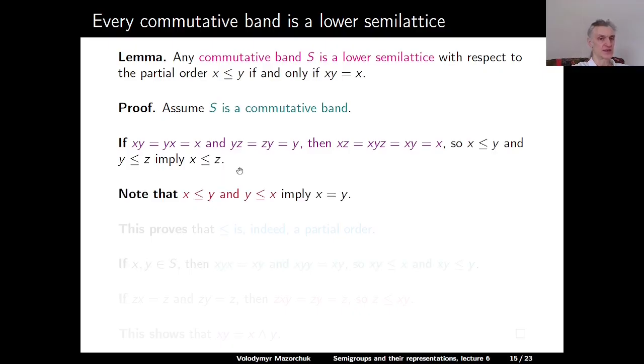And of course it's antisymmetric: if x ≤ y and y ≤ x, then x = y, directly from the definition. And this proves that our relation is indeed a partial order.